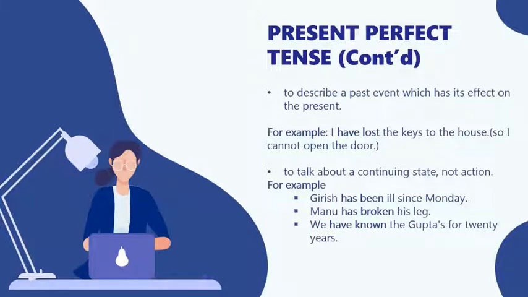Second example, to talk about a continuing state, not action. For example, Girish has been ill since Monday. Second example, Manu has broken his leg. Third example, we have known the Guptas for 20 years.